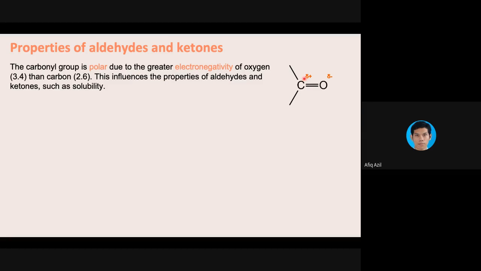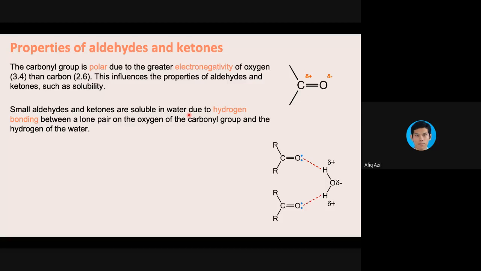You have C double bond O. So this carbon is slightly positive. This O is slightly negative because the electronegativity value for oxygen is 3.4, so higher, meaning that it is slightly negative, while carbon is 2.6, less than that, so slightly positive. So the electrons in the bond over here are more attracted or pulled by the oxygen.